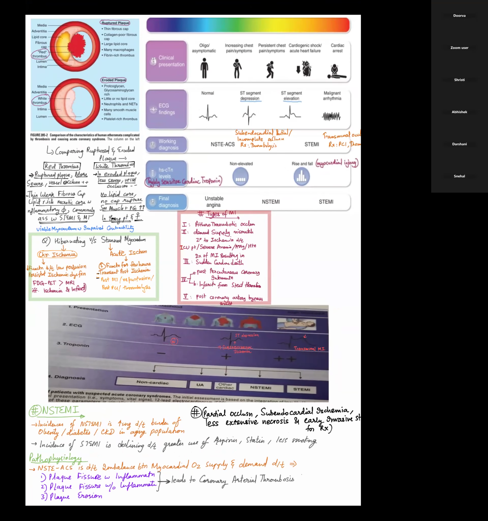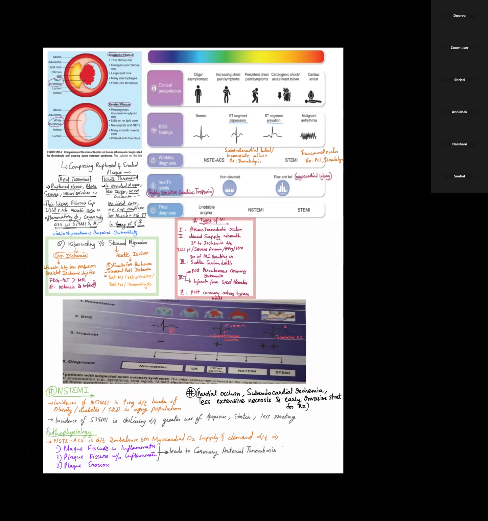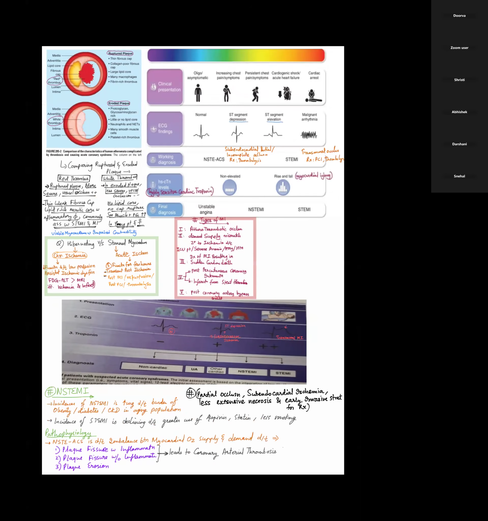Presentation: the patient comes with pain, breathlessness, and according to the pain, we do the ECG, and there is ST depression. In transmural MI, there is ST elevation, and then we do the cardiac markers, troponin, and diagnose it, the ACS classification. Next is NSTEMI. NSTEMI is partial occlusion, subendocardial ischemia. There is less extensive necrosis and early invasive treatment.